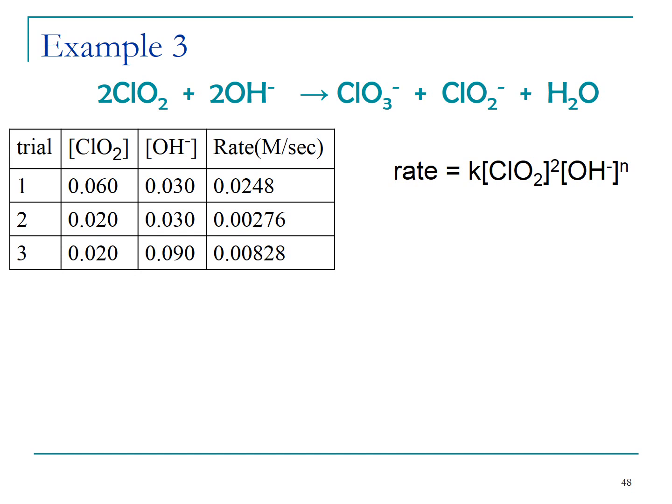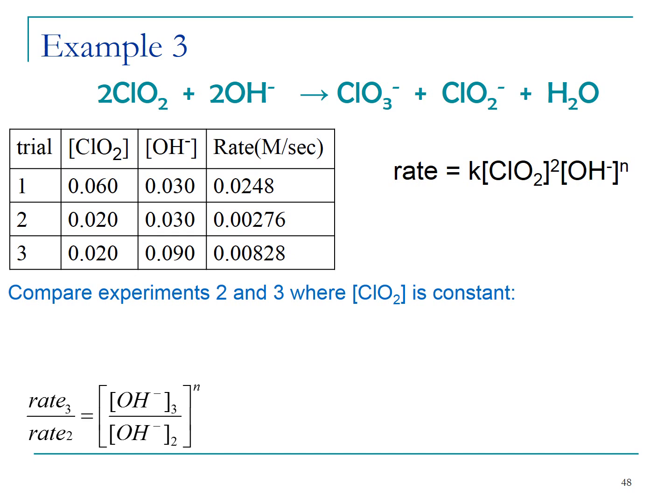So again, what happens to the rate? Well, again, you might not be able to see that. You might, depending on your math intuition. Actually, to go from 0.00276 to 0.00828 is a triple. You might not be able to see that though, so let's set it up again. So the rate of number 3, and again, I'm picking 3 to be on top over number 2 because 3 is bigger than 2 in this case. If they were the other way, I would do 2 over 3, whatever gives you the whole number. So rate 3 over rate 2 equals the concentration of OH for 3 over the concentration of OH for 2, raised to the n power. We're trying to find n.